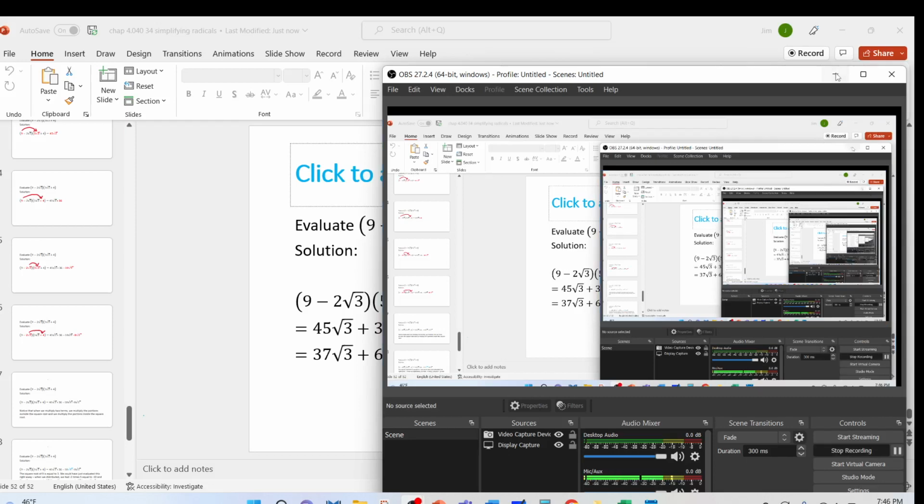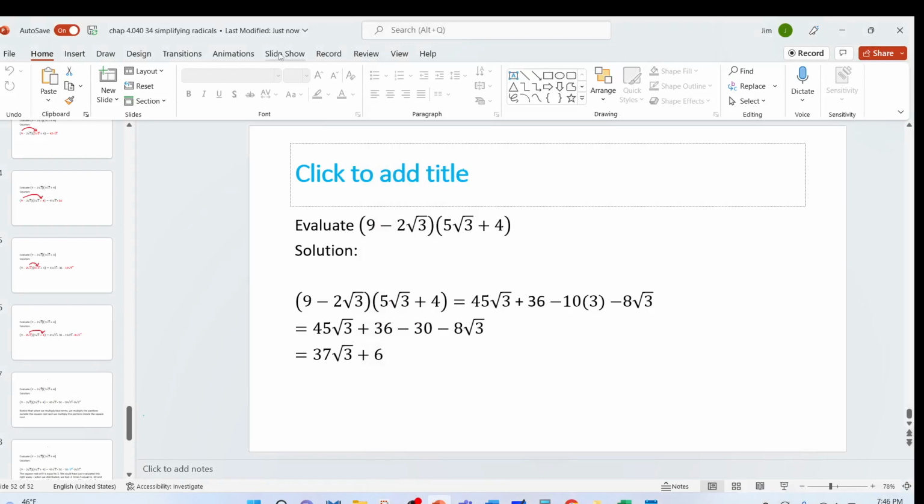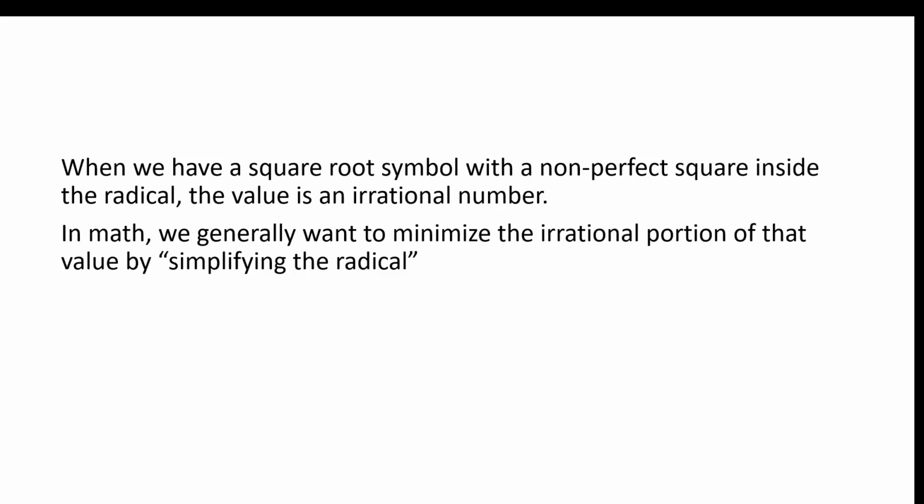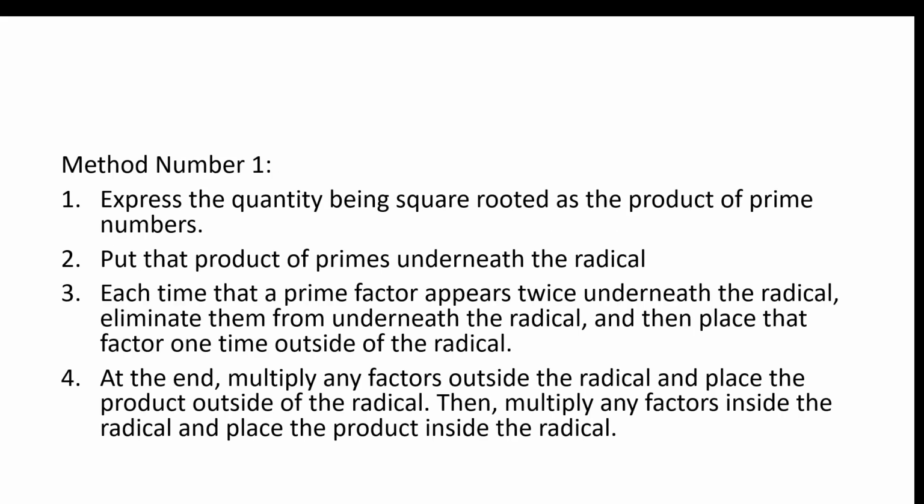In this video, we're going to talk about simplifying radicals. When we have a square root symbol with a non-perfect square inside the radical, the value is an irrational number. In math, we generally want to minimize the irrational portion of that value by simplifying the radical.